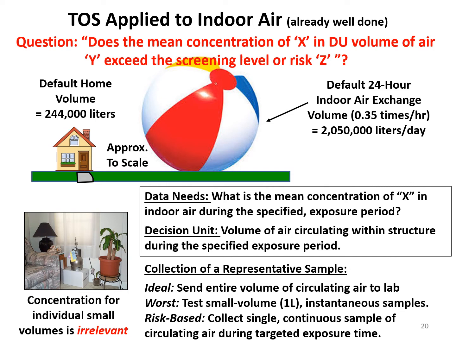If we assume a default home volume of 244,000 liters, 244 cubic meters, this is the default in EPA's vapor intrusion guidance, the default 24-hour indoor air exchange volume, assuming an air exchange rate of 0.35 times per hour, is over 2 million liters of air a day. Ideally, we'd put all this in one huge beach ball. The one in the figure is actually pretty much to scale. Send that to the lab, but that's not going to happen. So we have to collect a representative sample.